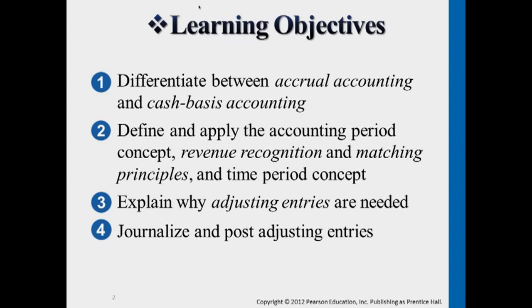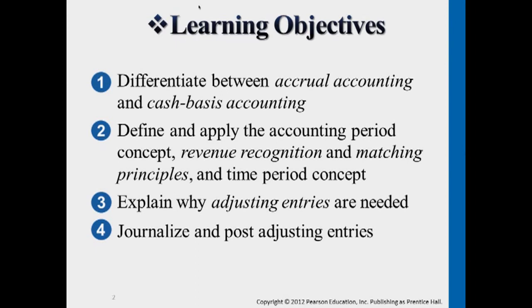So that would be a type of example of adjusting entries. There are 5 types of adjusting entries that we need to cover before a company gets to financial statements. After recording a bunch of transactions, there are 5 adjusting entries that may need to be adjusted before we actually get to financial statements.